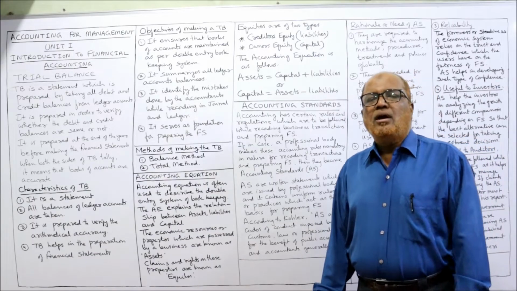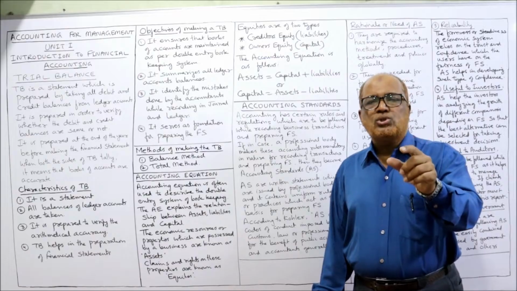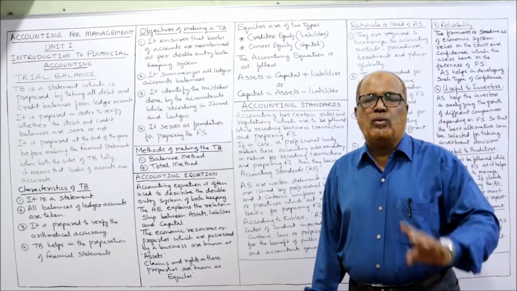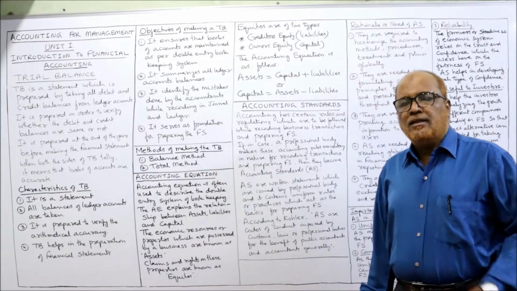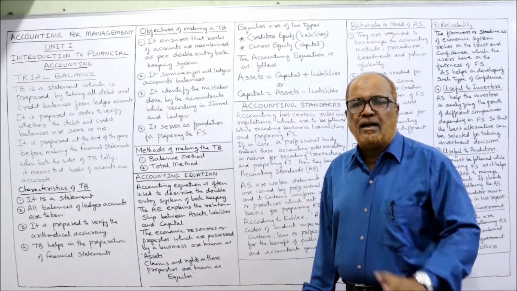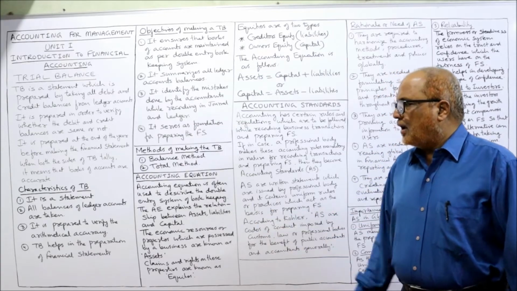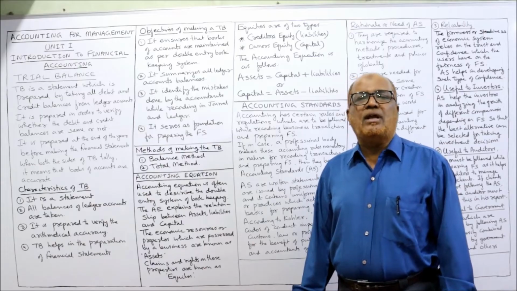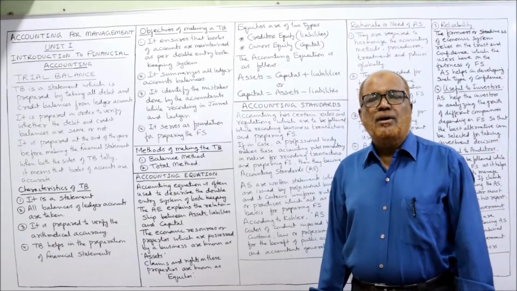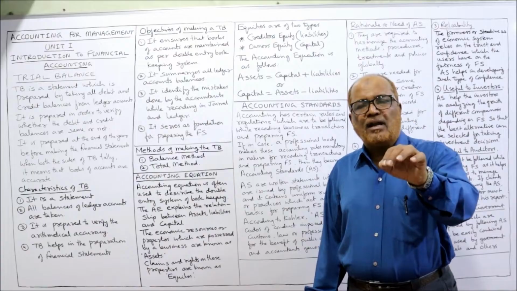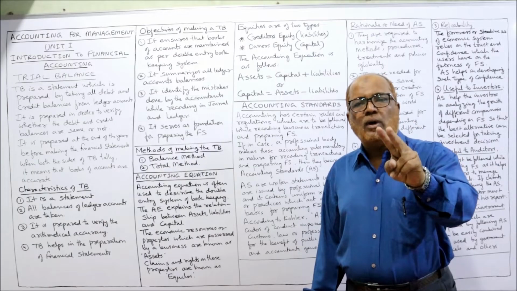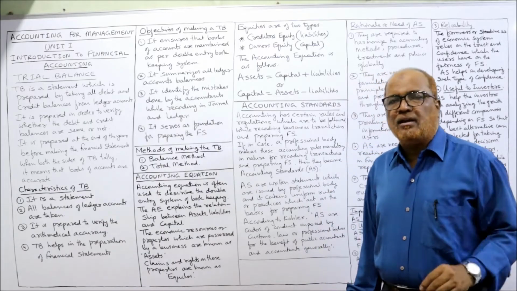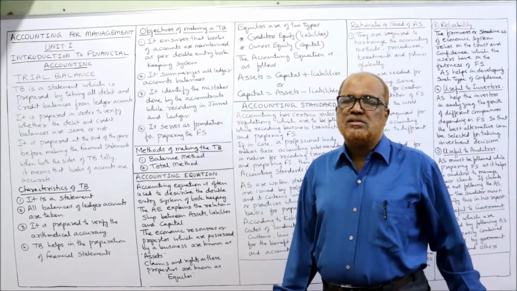Accounting equation. Accounting equation shows the relationship between assets, liabilities and equity or capital. The relationship between assets, liabilities and capital will be shown by accounting equation. Accounting equation is the foundation of double entry system. Because in double entry system, every transaction affects two accounts. So every transaction affects two aspects, debit aspect and credit aspect. One account is debited, another account is credited.